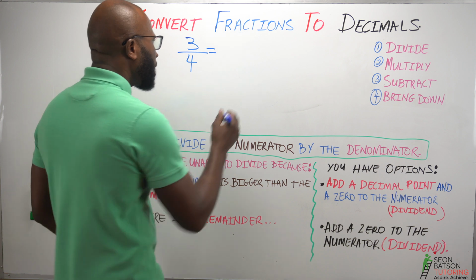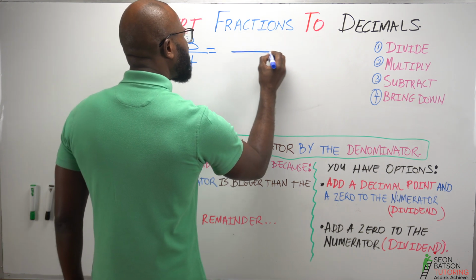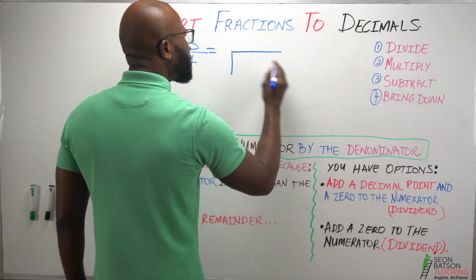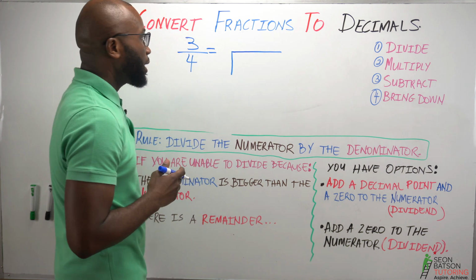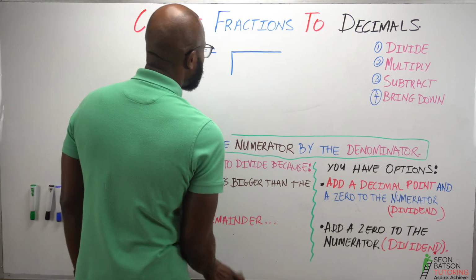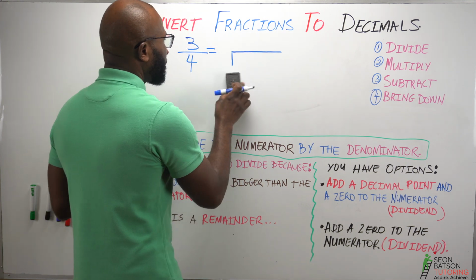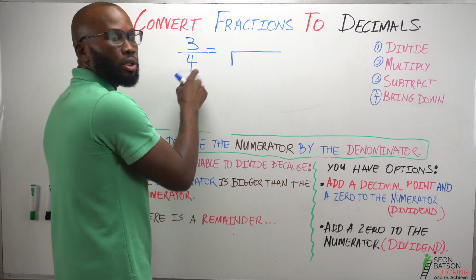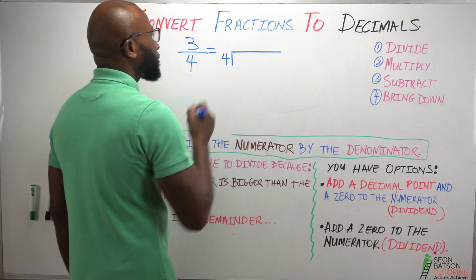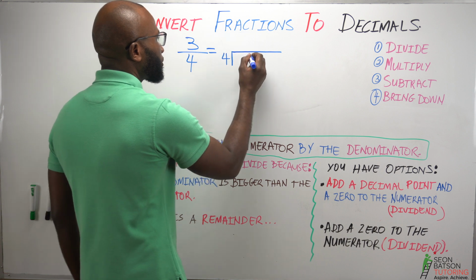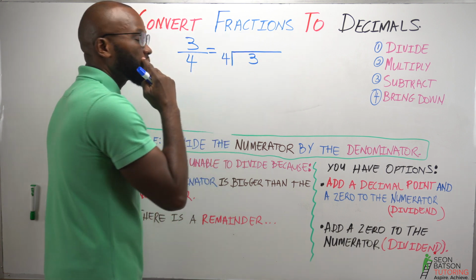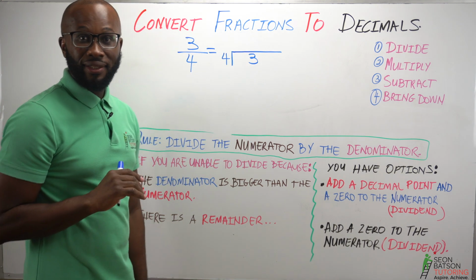So let's draw our house. We draw our house here. Remember, when we're dividing, we will use long division to help us. Yes? All right. The denominator always goes outside the house, and the numerator goes inside the house. So far, so good? All right.